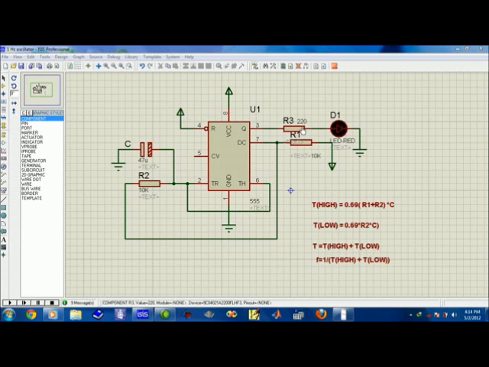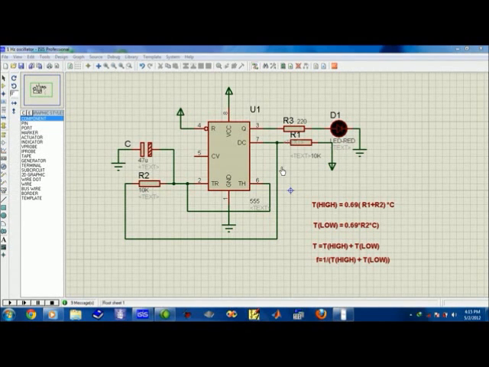Here R1 is the resistance between the discharge pin and VCC, and R2 is connected between trigger pin number 2 and discharge pin number 7. The capacitance C is connected between trigger pin number 2 and ground, and pin number 3 is the output that is connected to an LED through a resistor to protect the LED.